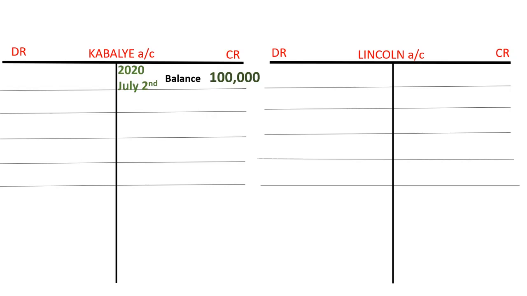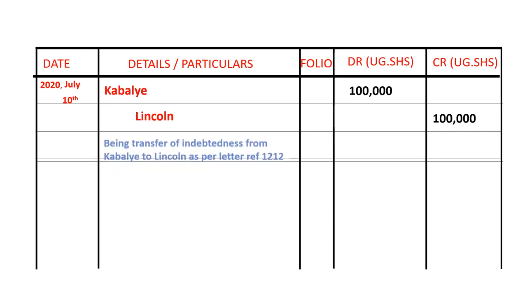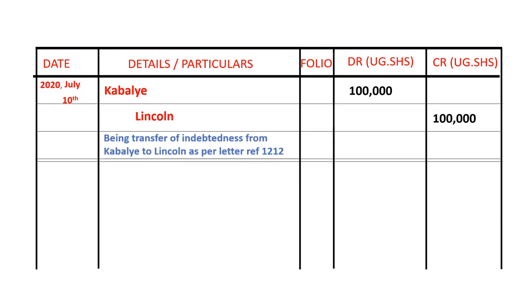So we'll go to the general journal on that date, and then the debit, we are going to go ahead and debit Kabalia account. We are debiting it by that amount of money because we are closing it off. So that entry closes it off. After closing it off, then we shall go ahead and credit the Lincoln account by the same amount of money that we owe them, because now Lincoln becomes our new creditor by 100,000. And the narration being, this is a transfer of indebtedness from Kabalia to Lincoln as per that letter or whatever evidence you might present there.